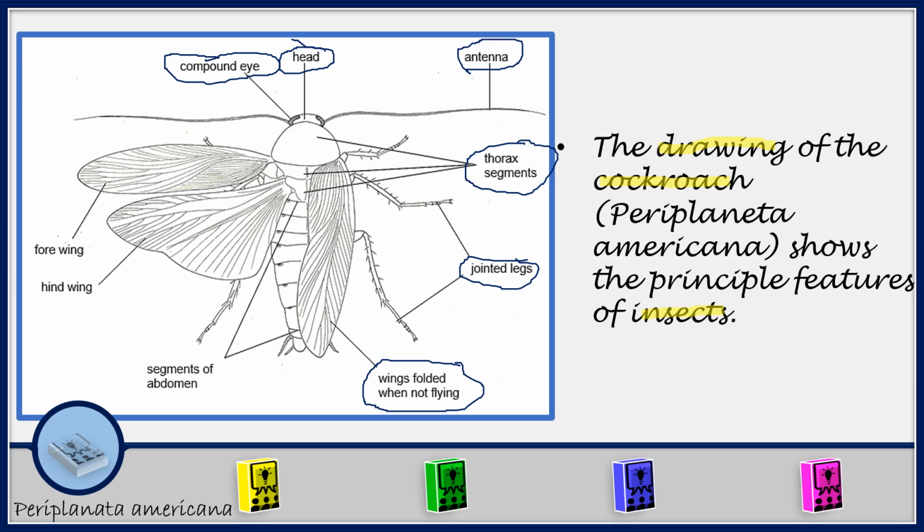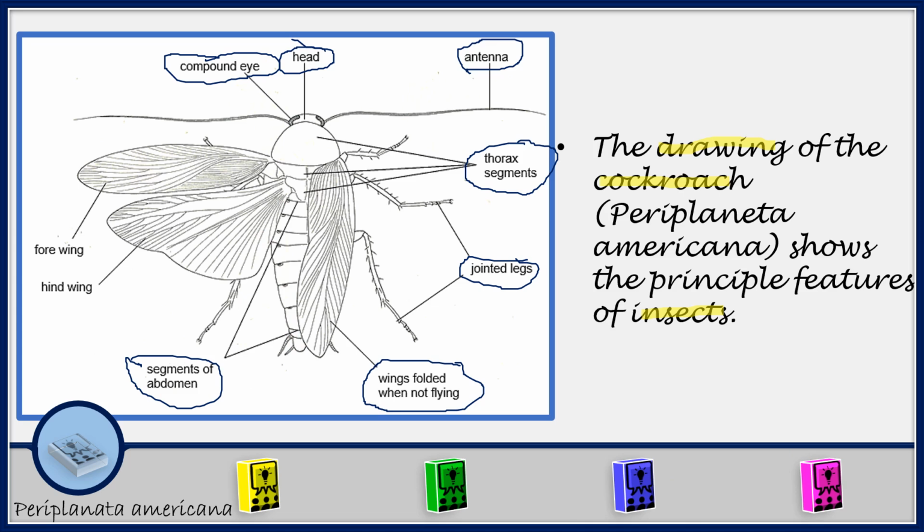Then we have the segments of the abdomen. Segments of the abdomen, they are coming from here. The last segment of the thorax, all these ones are segments of the abdomen. They go on reducing in size as you go downwards.